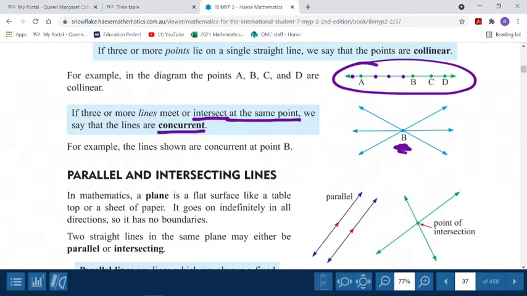All right, here we go. Now we're going to talk about what are called parallel and intersecting lines. Now these things are critical, so pay attention because you need to understand what it means. Two straight lines in the same plane can either be parallel or intersecting. You don't need to write that down, but hold on a minute. We're going to talk about each one just a little further down.